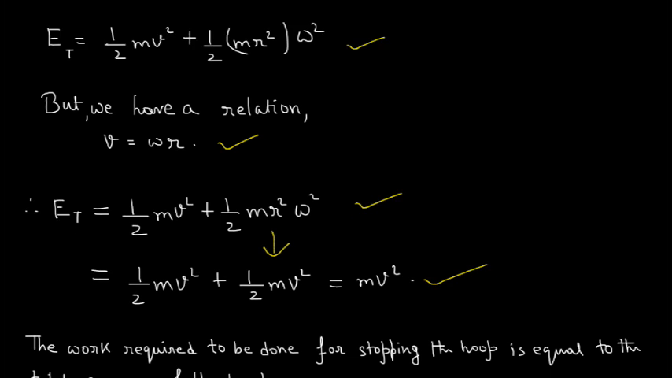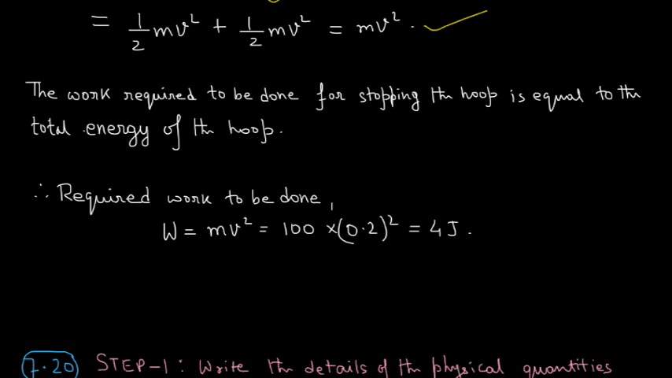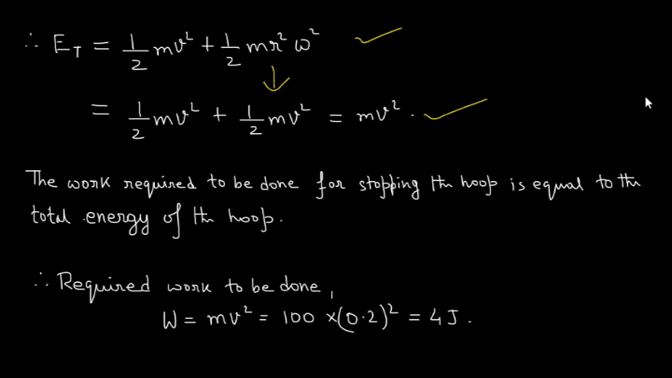So work done. Now we'll find the work done, that is, work required to be done for stopping the hoop is equal to the total energy of the hoop. Required work done will be mv square, putting the value of m and v we get 4 joule. So 100 multiplied by 0.2 whole square, that is 4 joule. Let us see the next problem.